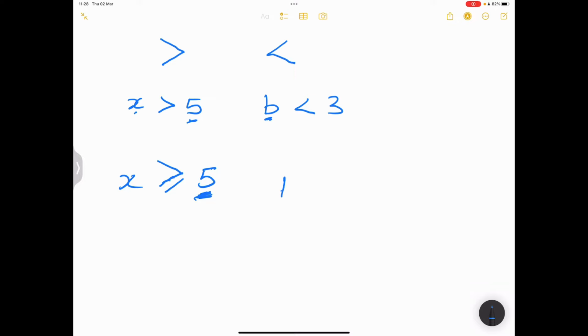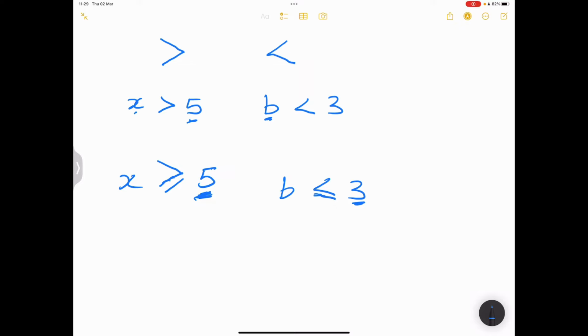So if I took this one and say b is less than or equal to 3, it means that b can be any value from 3, which we are including in this case, as well as any other value that is less than 3. So it can be 3, it can be 2, it can be 1, or whatever the value may be.